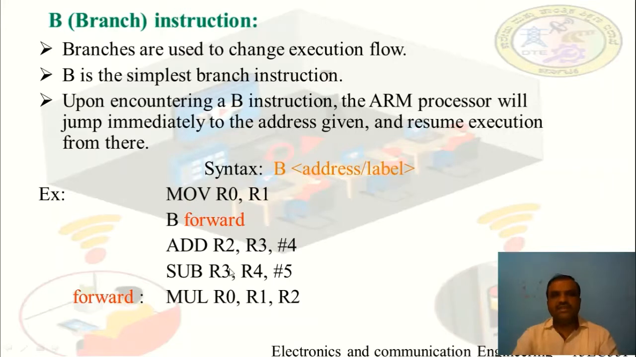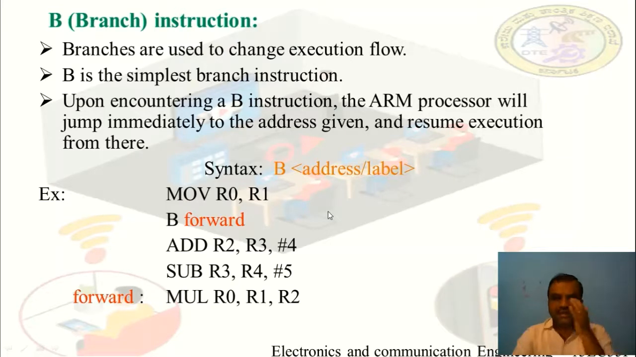Next instruction is branch instruction. Branches are used to change execution flow. B is the simplest branch instruction. Upon encountering a B instruction, the ARM processor will jump immediately to the address given and resume execution from there.